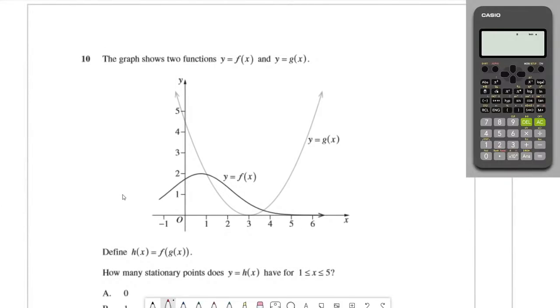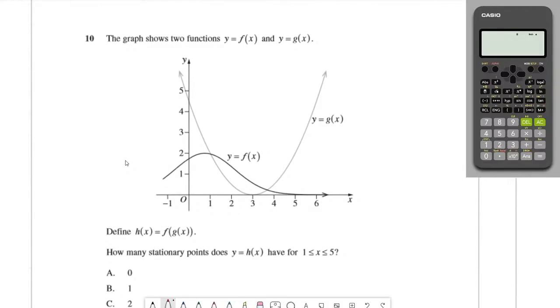The graph shows two functions. Okay, those are two functions. I'm going to define h of x as the function of a function, f of g of x. So essentially what it's saying is take the values at g of x and put them into f of x. And then whatever you put in, you're going to get out.